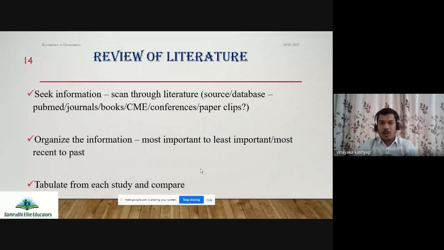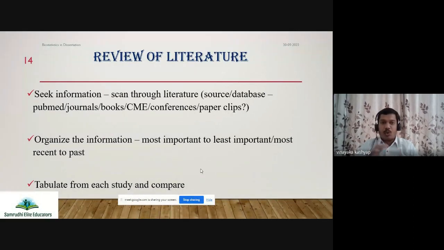So you have to search for enough literature, and then organize the collected information from most important to least important, most recent to the past. For example, when you're writing the prevalence of diabetes, you're supposed to compare it with now, with 2023. So what is the prevalence in 2023? Maybe plus or minus 5 years, or backwards to 5 years from 2018. What was the scenario? You cannot compare an article which was done in 1980, because from 1980 to 2023 there have been a lot of drastic changes, right? So you cannot compare such articles.